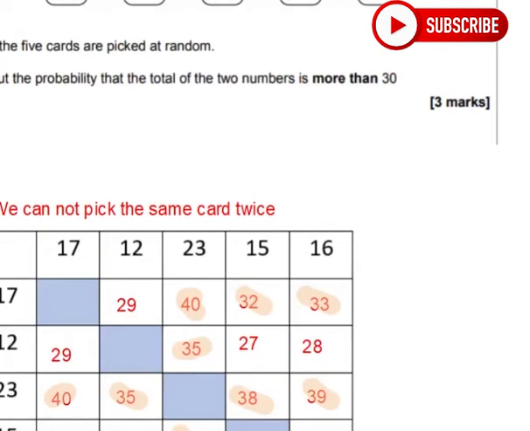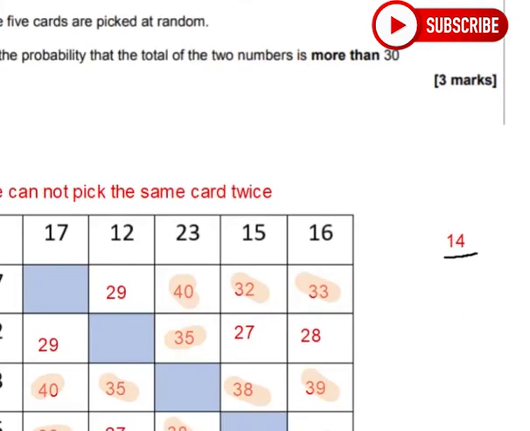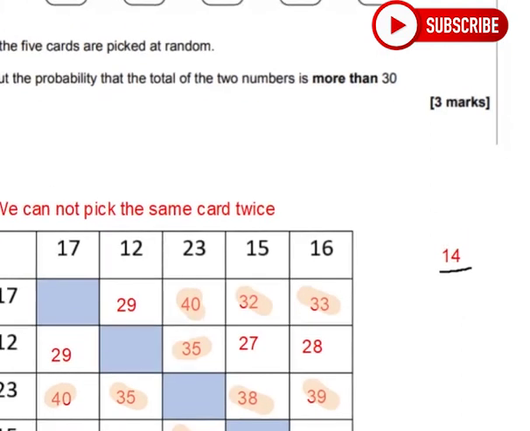We have 1, 2, 3, 4, 5, 6, 7, 8, 9, 10, 11, 12, 13, 14 numbers, out of how much? So 1, 2, 3, 4, 5, 6, 7, 8, 9, 10, 11, 12, 13, 14, 15, 16, 17, 18, 19, 20. So this is 14 over 20. When we simplify it, it's going to be 7 over 10, which could be written as 70%.